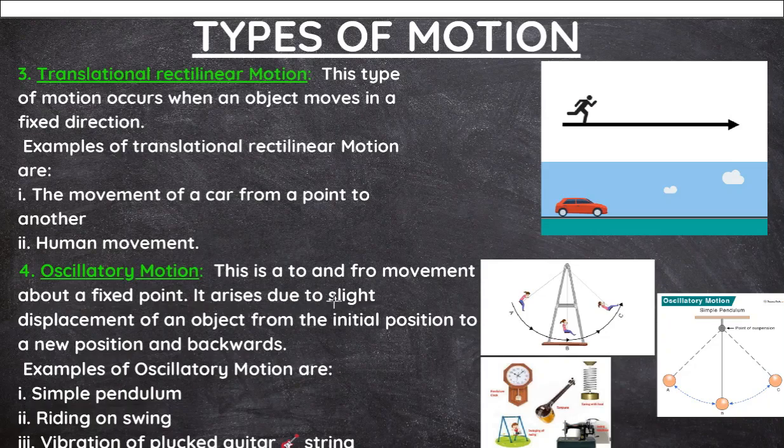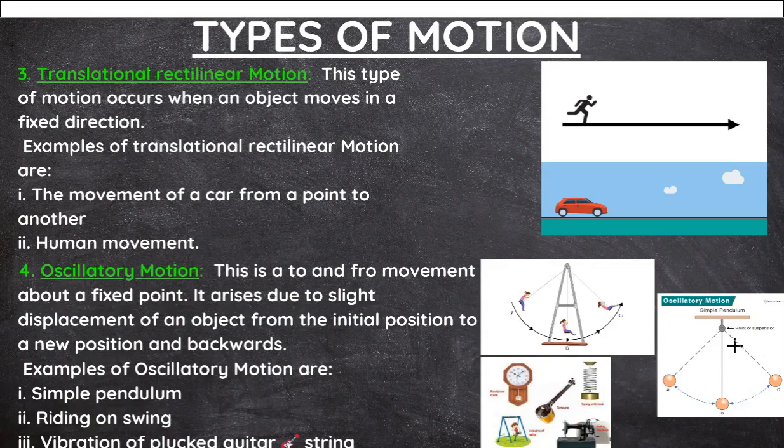Now it arises due to slight displacement of an object from the initial position to a new position and then backward. Examples are: we have simple pendulum, we have riding on a swing, we have vibration of a plucked guitar. Now, as you can see, this person right here is swinging to and fro, right? It's a type of what? Oscillatory motion. Now a simple pendulum goes right and left, so it goes to and fro, right?